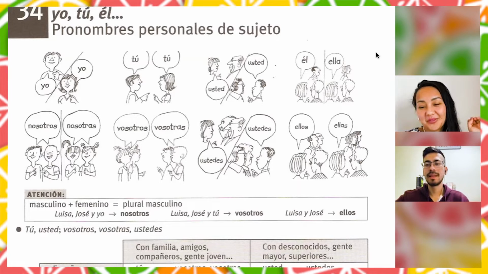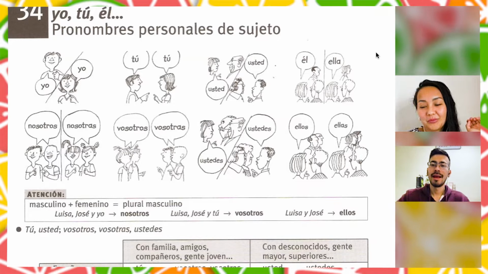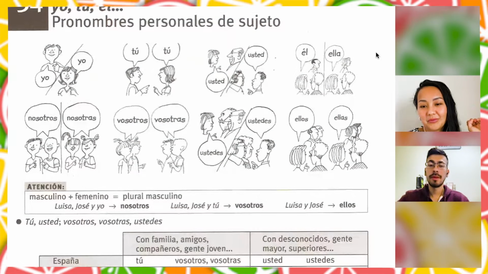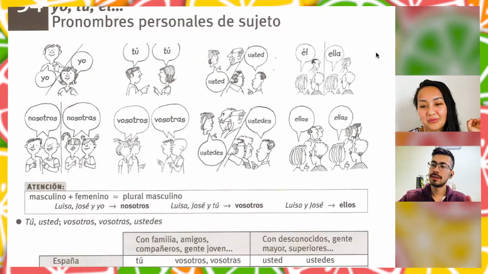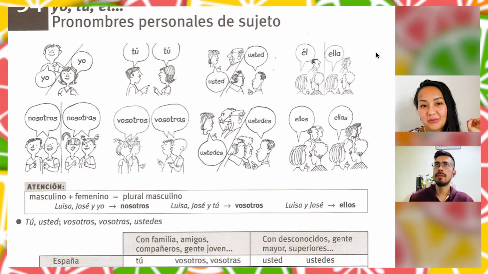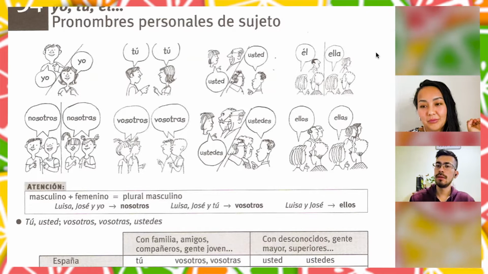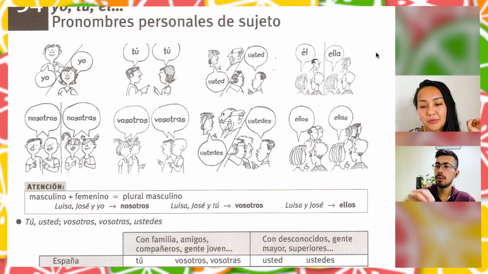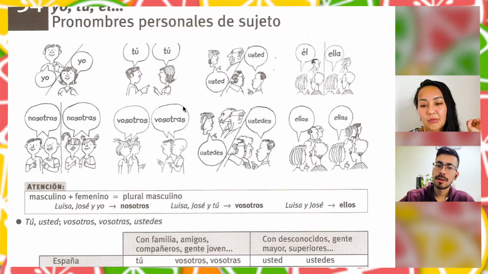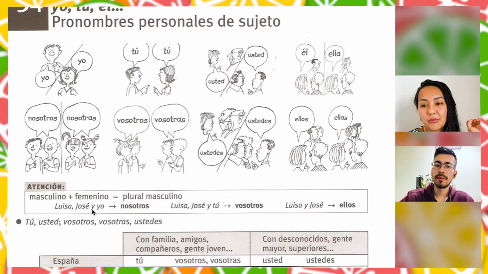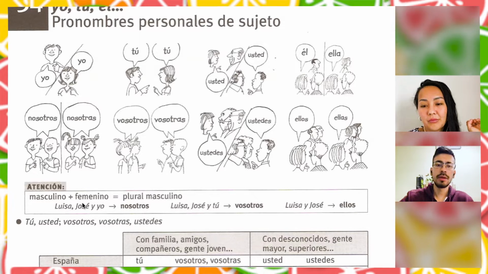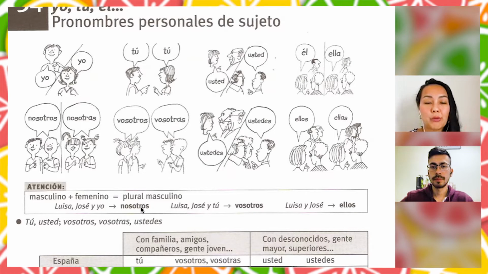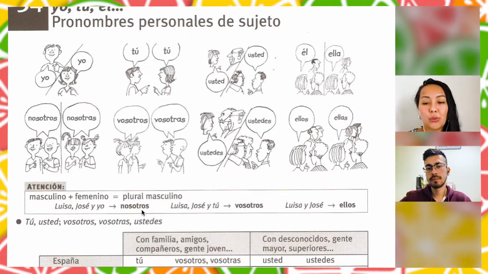Okay. Yes, but that's the most important thing. And okay, I will explain that later. But let's pay attention to something: if we are talking about any person, masculine and feminine, or not only person, any noun, masculine and feminine, and if we want to talk in plural, the plural will be masculine. So, for example, Luisa, José. Luisa is a girl, José is a boy, and me. So it will be masculine plural, nosotros. Because if we have at least one male in the group, we always say nosotros.